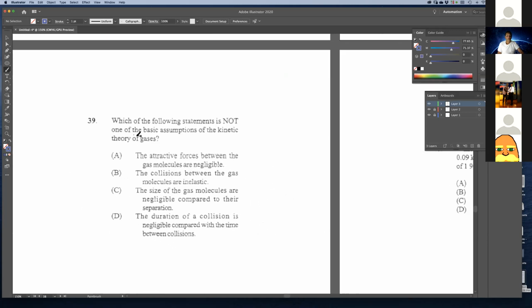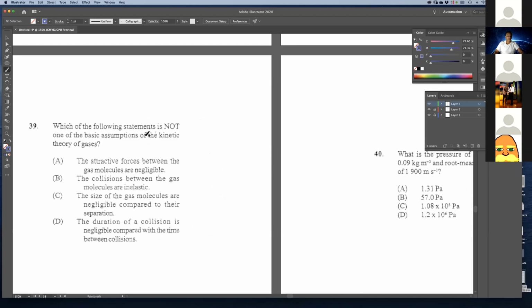Number 39. Which of the following statements is not one of the basic assumptions of the kinetic theory? They're elastic. They're not inelastic.